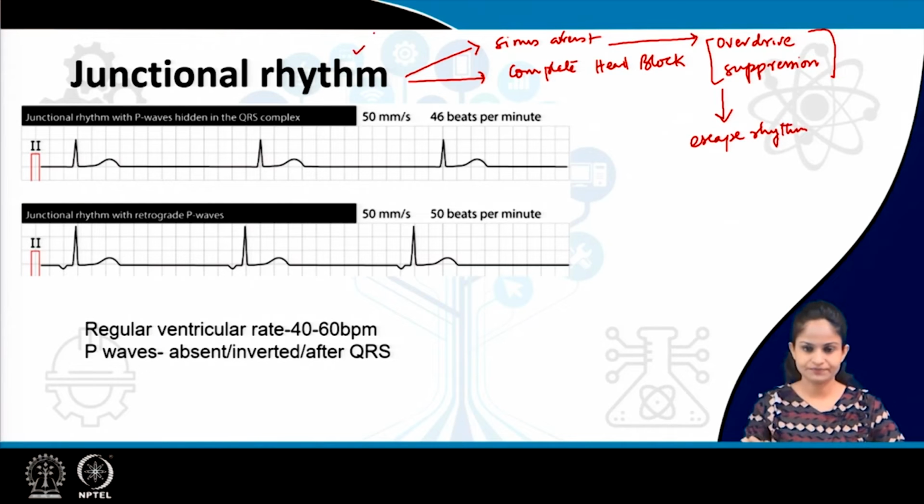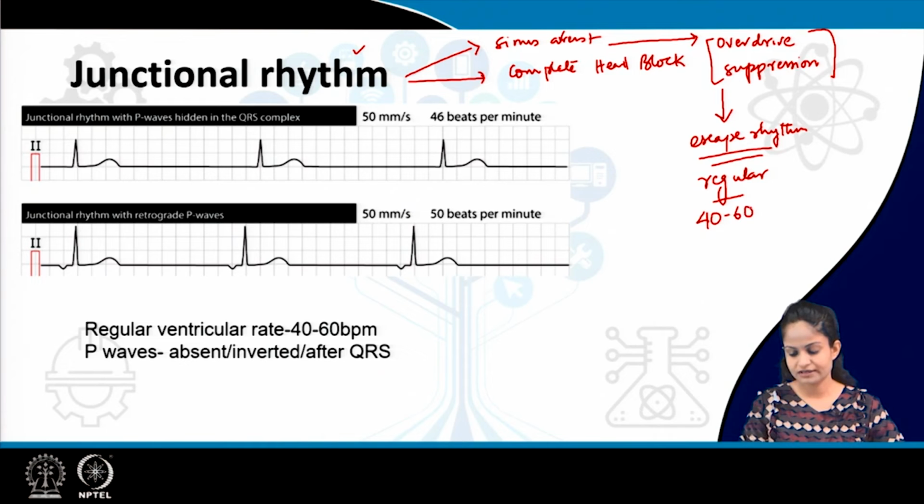or junctional rhythm. Now, when this happens at the level of the AV node or AV nodal junction, it is known as AV junctional rhythm. This beating will definitely be regular, and when it is beating at the level of the AV node, it will be around 40 to 60 beats per minute.